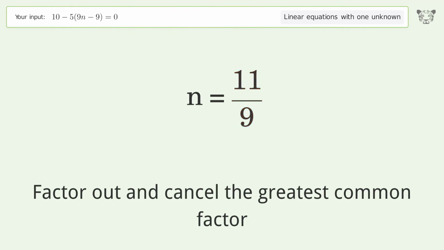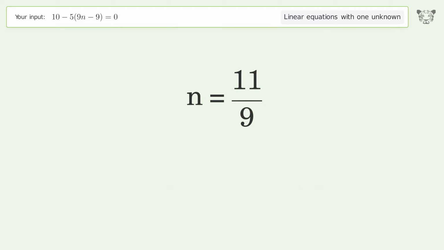And so the final result is n equals 11/9.